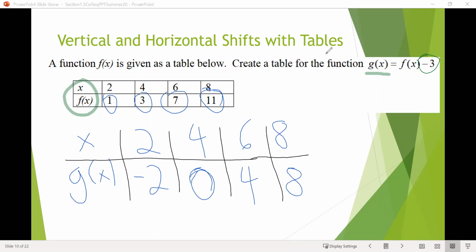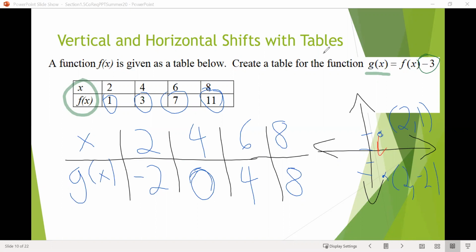If you want to visualize what's going on here, one way to do it is to draw the graph, and draw one of the points. So I'm going to draw the point (2, 1). That's our first one there. Again, remember that a subtraction of 3 on the outside moves this point down 3 spots. So if it's at 1 here, it's going to go down 1, 2, 3. The new point will be at (2, negative 2), which is what we see over here. So notice the input didn't change, but the outputs did.